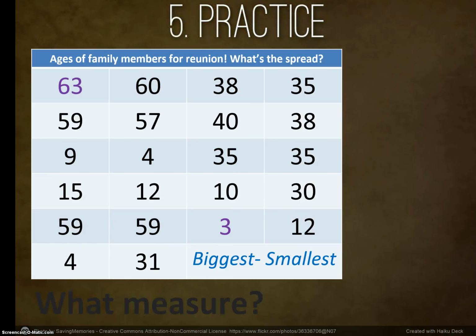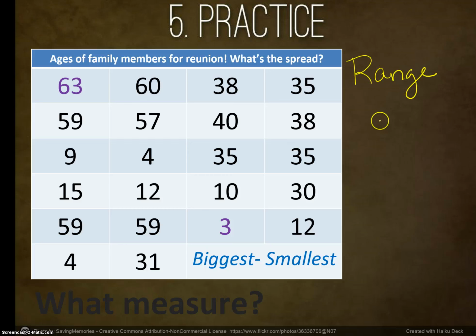So an application problem. When would you ever use range? Ages of family members for a family reunion. What's the spread? If you wanted to make sure you had activities, or you just wanted to know the generational gap between the oldest person in the room versus the youngest, you could take the biggest number minus the smallest number, and what measure of central tendency would that be? Again, that would be the range.